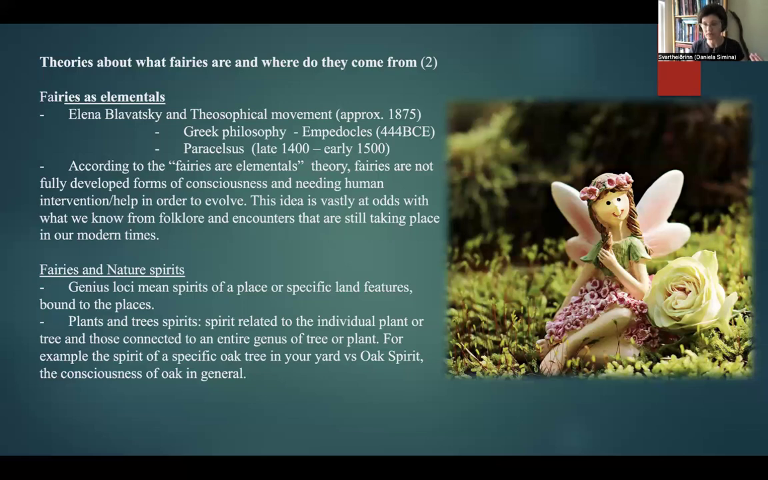And some people include these also under the fairy category umbrella, interacting with the spirit that dwells in a tree, or with the consciousness of that specific tree that takes the form of a spirit and engages in dialogue. So local versus general.